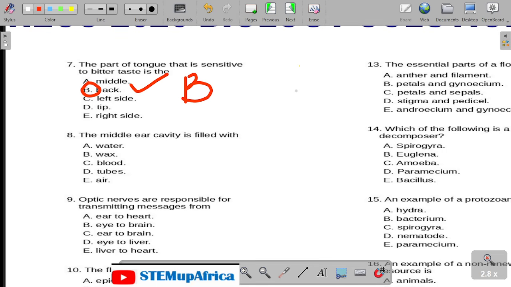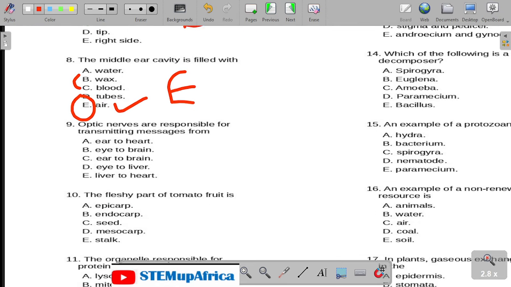Then let's move to question 8. It said the middle ear cavity is filled with what? The middle ear cavity is filled with air. The answer is air, which is option E. Why is it air? Because it allows the tympanic membrane to vibrate properly. That is why it is air.